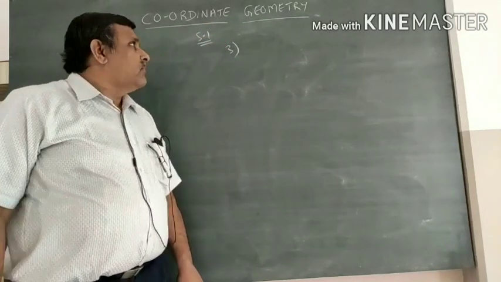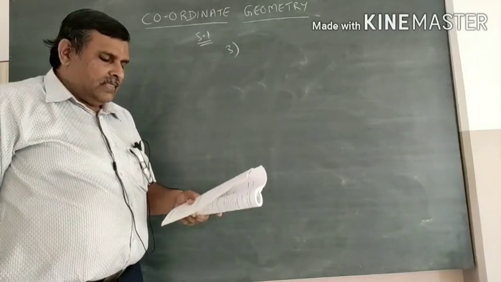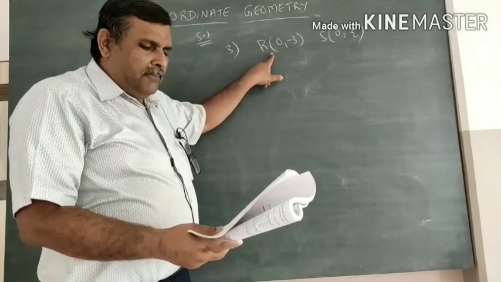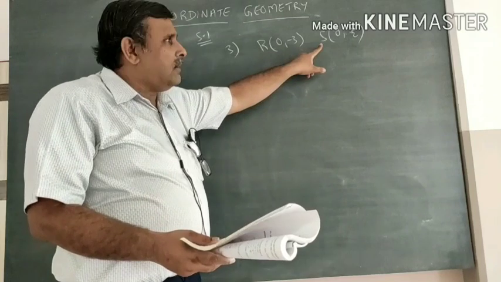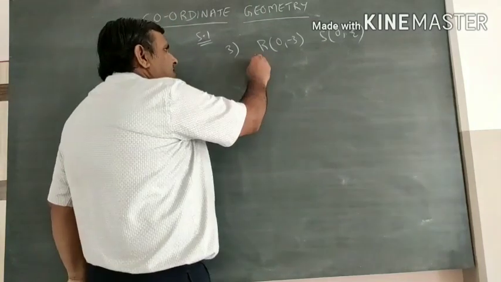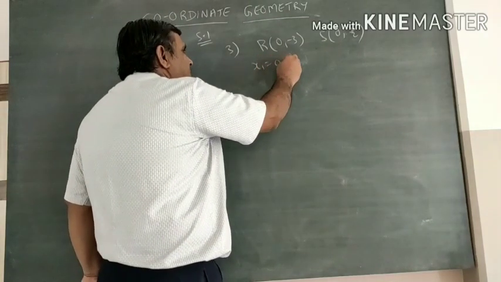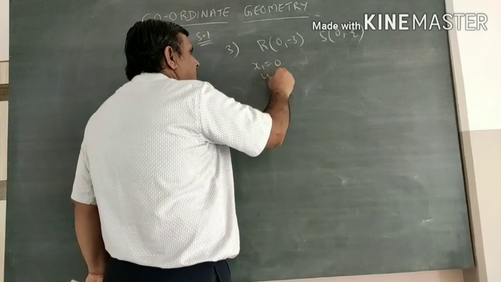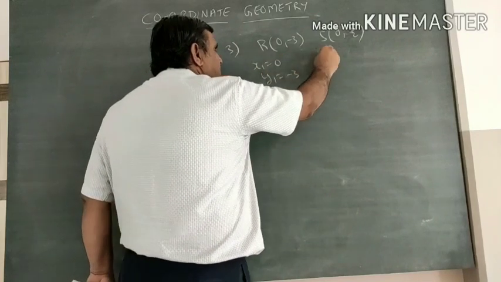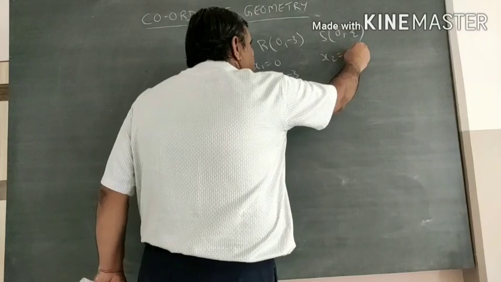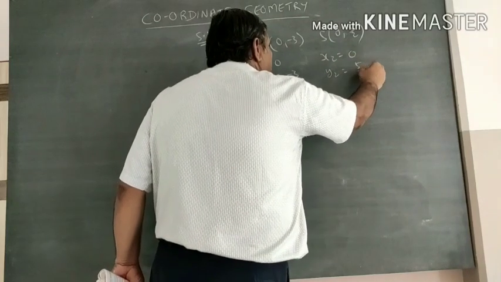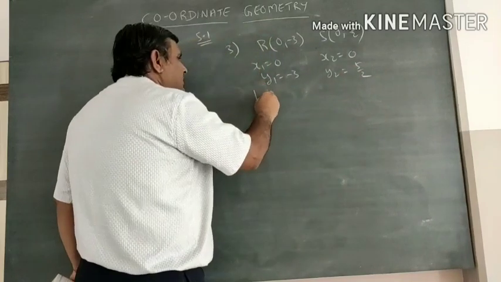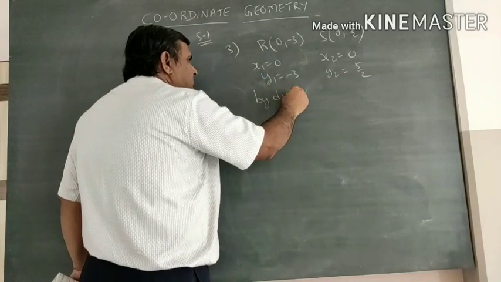Now take problem set 5.1, third sum. Here also 2 points are given. Point R is (0, minus 3) and point S is (0, 5 upon 2). Here we shall take x1 is equal to 0, y1 is equal to minus 3. Here we shall take x2 is equal to 0 and y2 is equal to 5 upon 2. Now here we have to write down by distance formula.